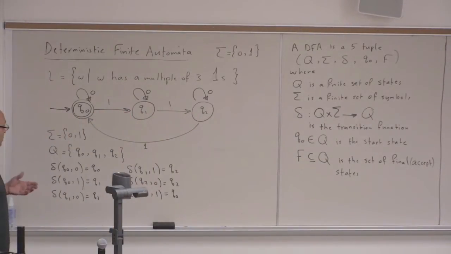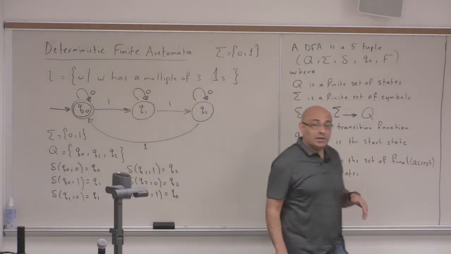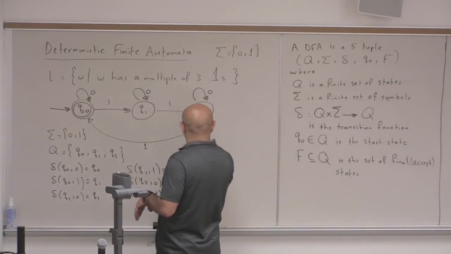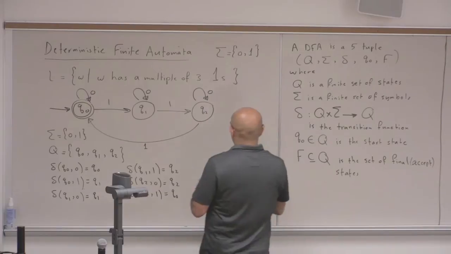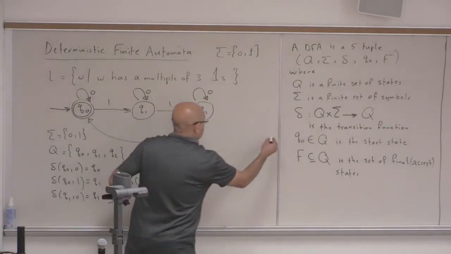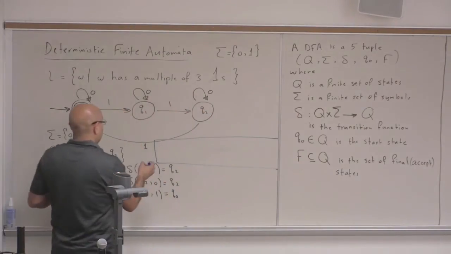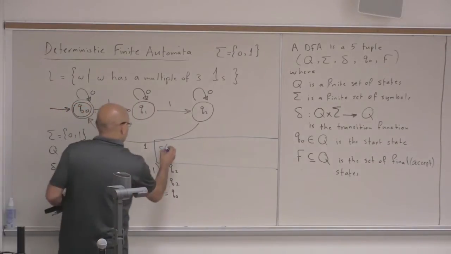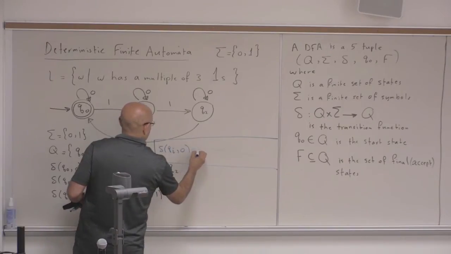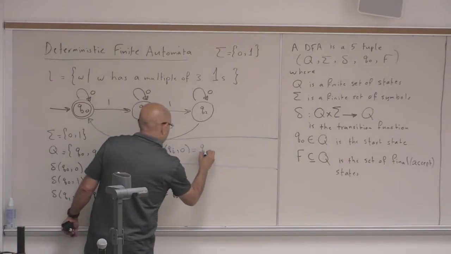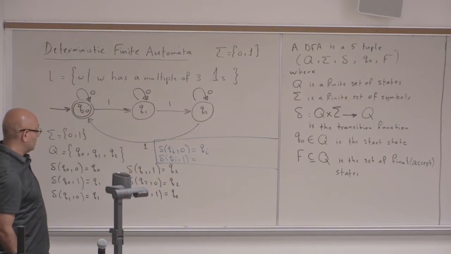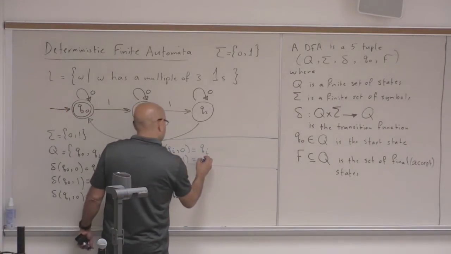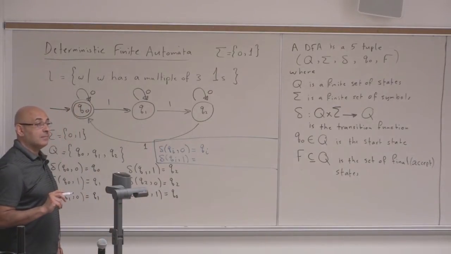Now, how can we define this in a more concise and more algebraic way? I will write it here, I just need more space. I can say delta of Qi and 0 equals what? Qi. Delta of Qi and 1 is Qi plus 1. Not true. Almost true. It's not necessary. Oh, yeah, it's Q2.